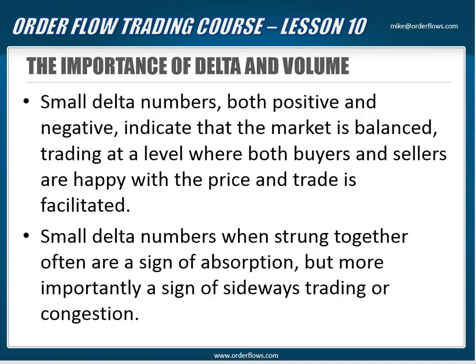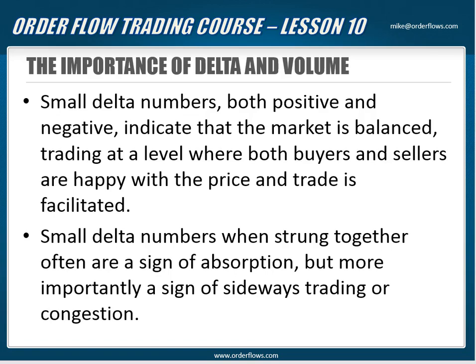So small delta numbers, both positive and negative, indicate the market is balanced. It's trading at a level where both buyers and sellers are happy with the price that is being traded, and trade is being facilitated. The market is doing what the market is supposed to do. Small delta numbers, when strung together, are often a sign of absorption. More importantly, for me, it's a sign of sideways trading or congestion.